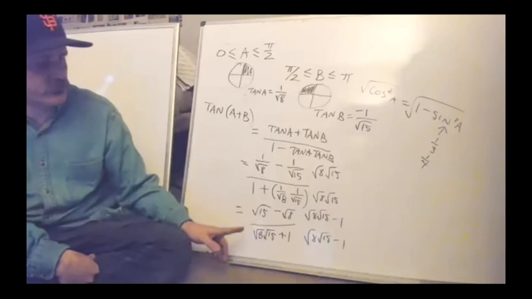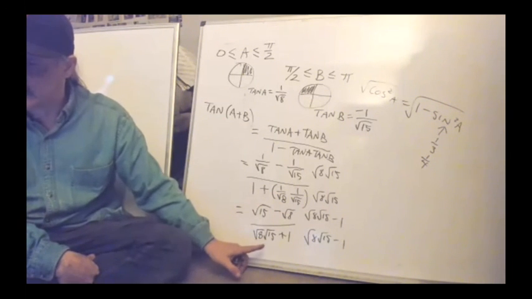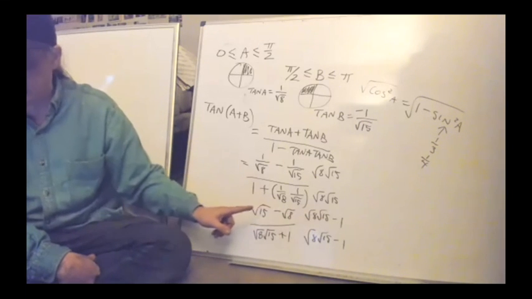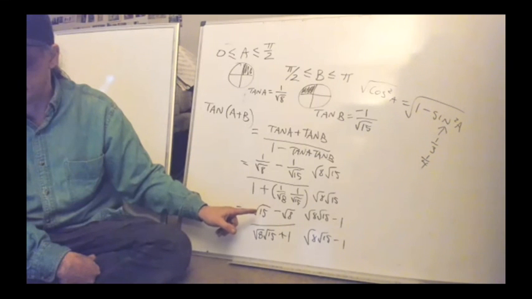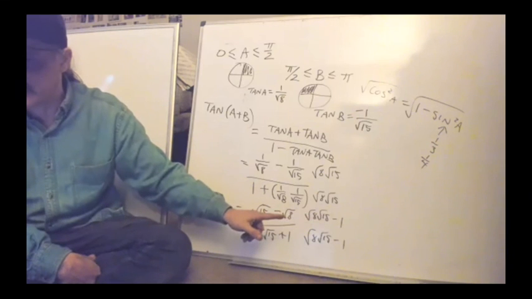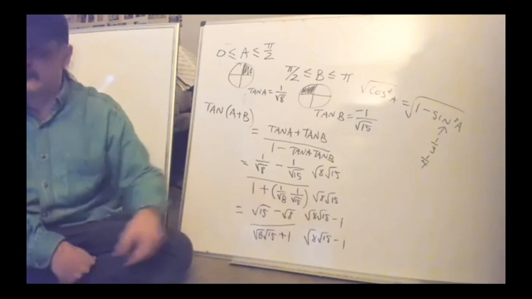And again, notice I didn't multiply the 8 to the 15 because, you know, if you multiply root 8 root 15 to root 15, it becomes 15 times root 8. If you multiply root 8 root 15 to root 8, it becomes 8 times root 15. That's why I left it not multiplied.